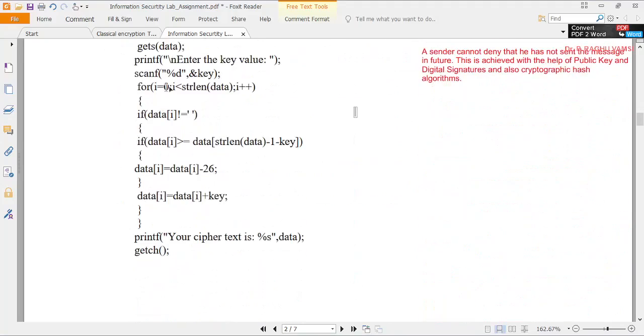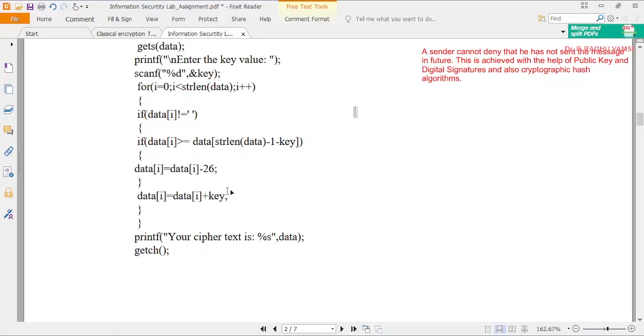So for i equal to 0, i less than string length of data, i plus plus. If data of i is not equal to the space, or empty. If data of i is greater than or equal to data of string length of data minus 1 minus key, then data of i is equal to data of i minus 26. Otherwise, data of i is equal to data of i plus key. Now if you use this, what type of ciphertext will you get?